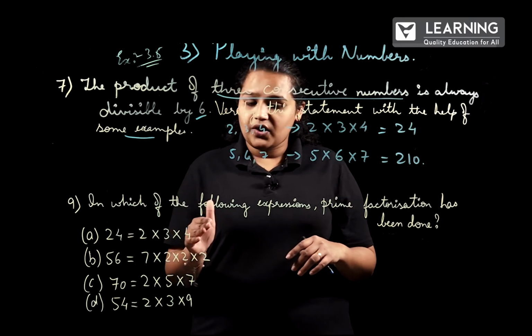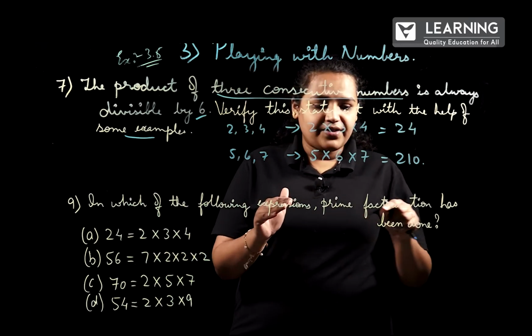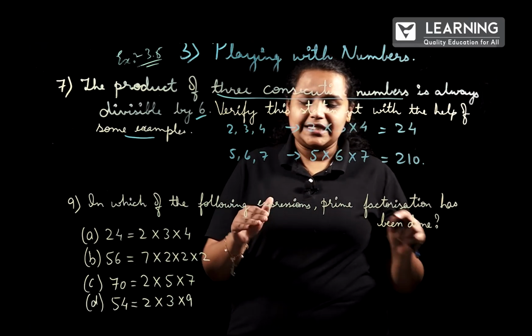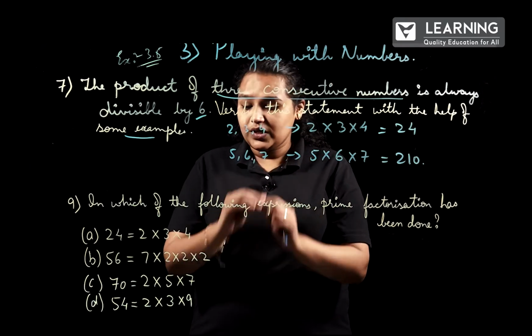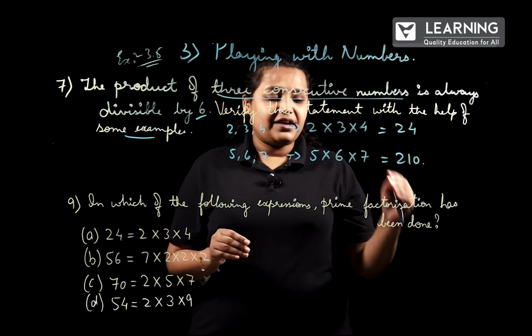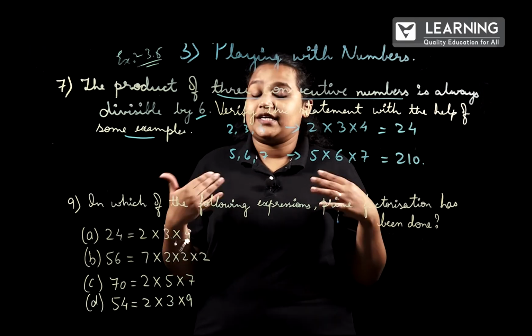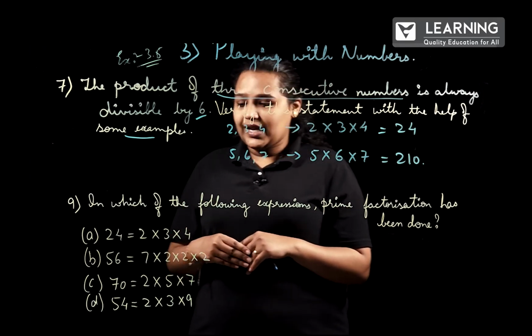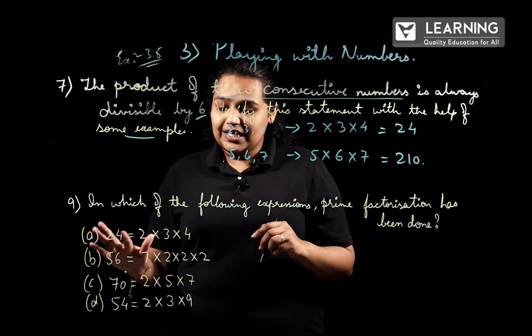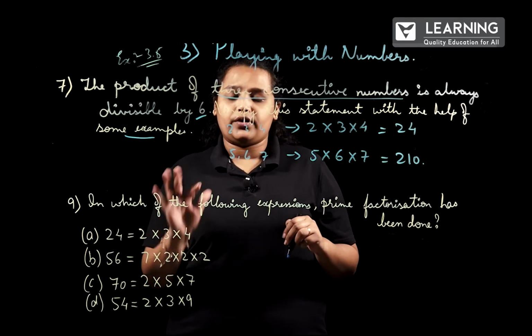In which of the following expressions has prime factorization been done? So we have to see in which of the following expressions prime factorization has been done or it has not been done. So, first one, it is 24, which is equal to 2 into 3 into 4.